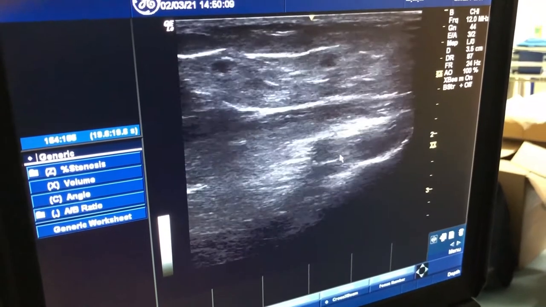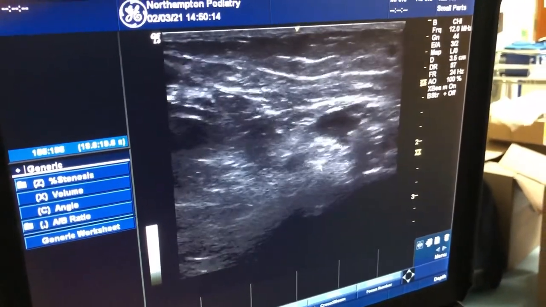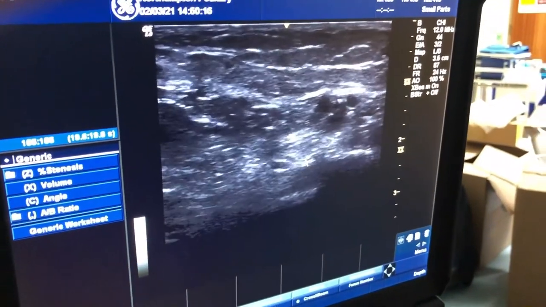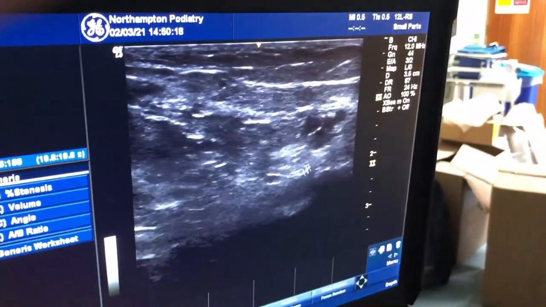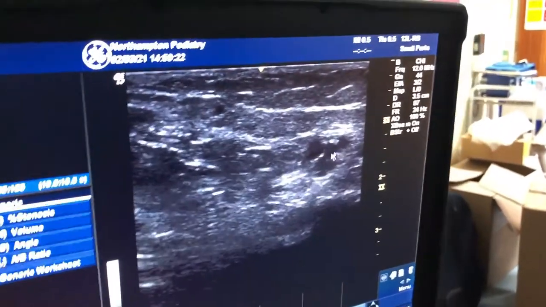So if you want to move a little bit more distal as well, so just coming down, I'm just going to... perfect, there we go. Just as I was panicking that we wouldn't find it. These are a mixture of veins and arteries.